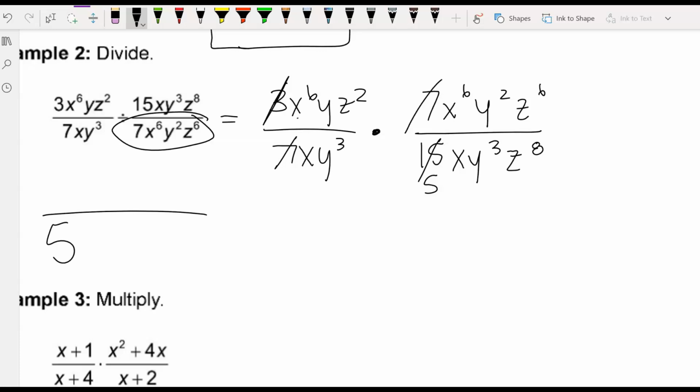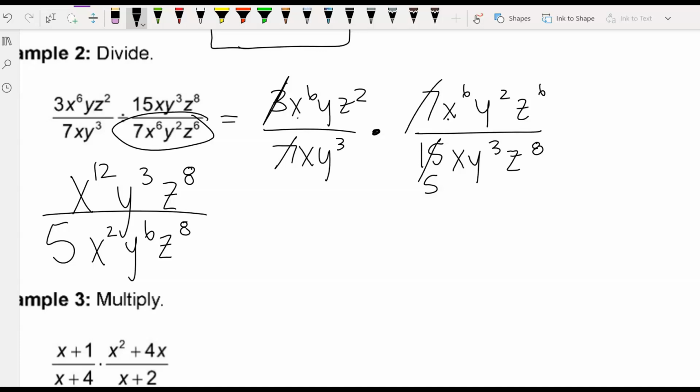We have x6, so that's x12. y1, y2, that's y3, because 1 plus 2 is 3. z2, z6, that's z8. Okay, on the bottom, x squared, y3, y6, and then z to the 8th.